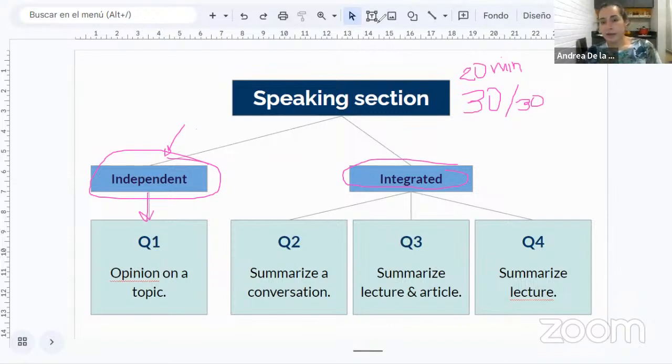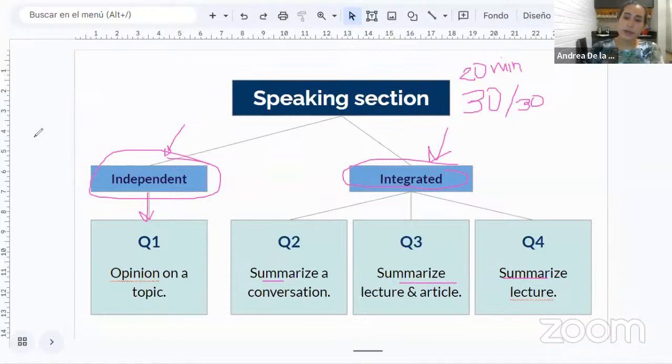But on the integrated questions, which are questions 2, 3, and 4, you will have to summarize something. This won't depend on you anymore, but instead you will have to summarize something that they give you. It could be a conversation, an article, a lecture, or both, but you need to summarize something that you read or hear. That is the difference between independent tasks and integrated tasks. And it will be the same for the writing section.